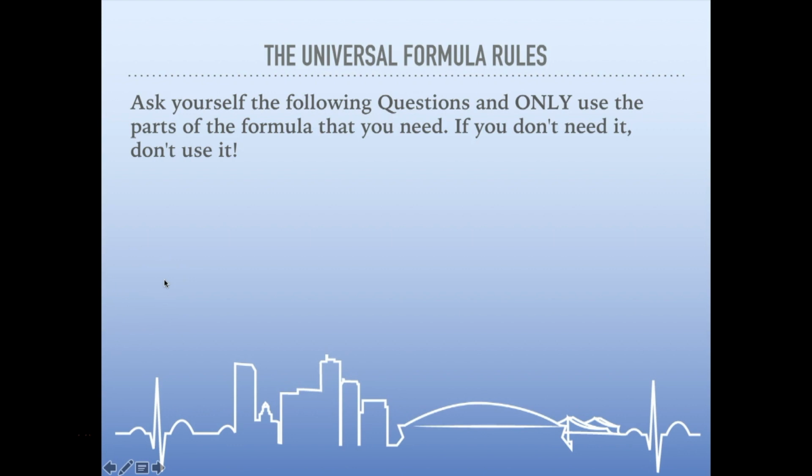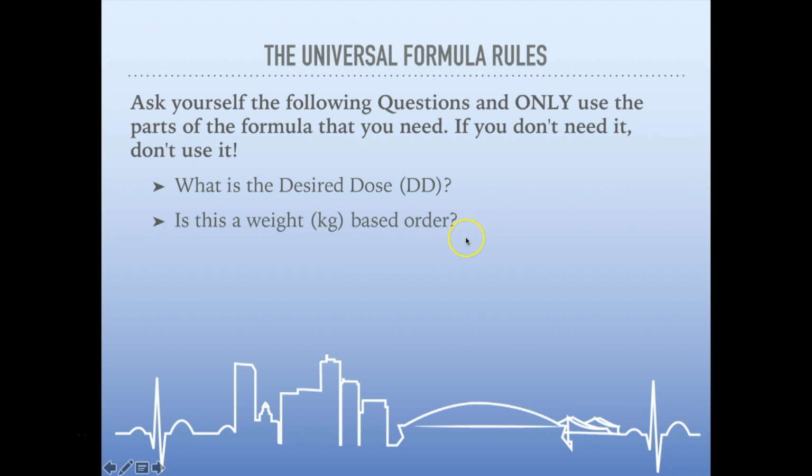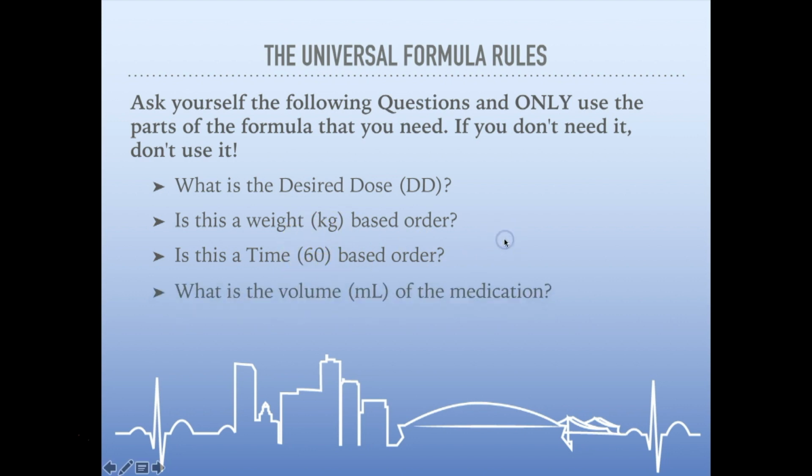The great part about the universal formula is we only need to use the parts of it that we actually need. If you don't need a certain variable, don't use it. So we need to ask ourselves, what's our desired dose? Is this a weight-based order? And if it is, it's measured in kilograms. If it's not, leave it out. Is this a time-based order? If it is a time-based order, our time coefficient is always 60.